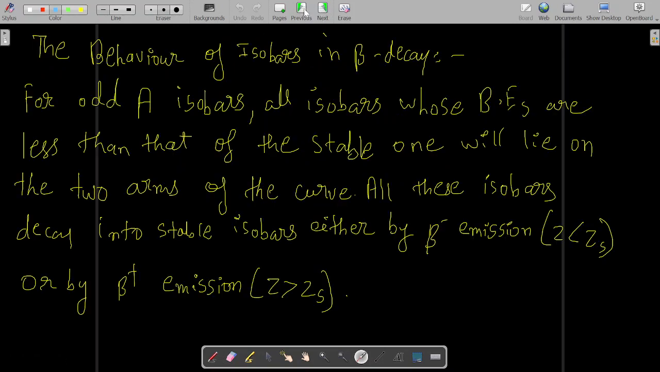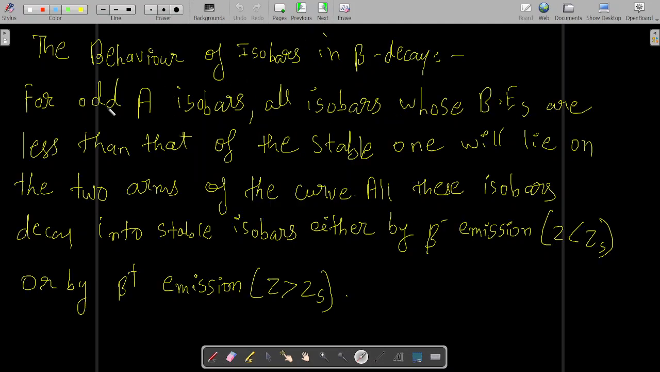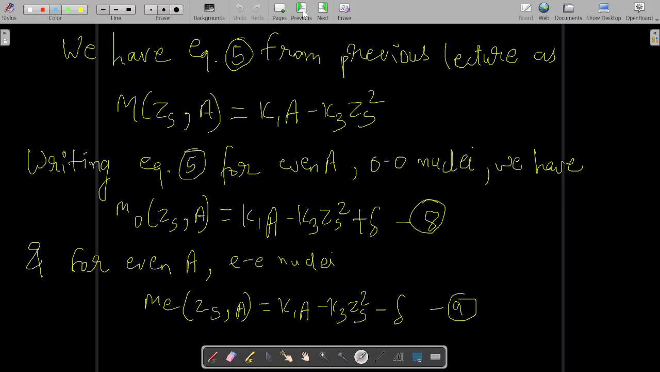The behavior of isobars in beta decay for odd A isobars. Okay, for now this parabola I have already discussed to you. How have I discussed? See, these are two quadratic equations, right? This will represent OO. So equation 8 represents OO. Equation 9 represents EE.